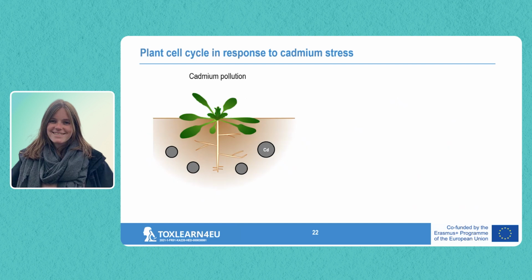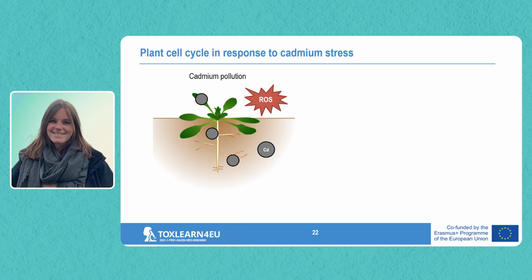So a brief introduction on cadmium. Cadmium is a toxic metal. Unfortunately, many regions around the world are polluted with cadmium. And even though it's not essential for plants, they don't need it for anything because it's toxic, they still take up this cadmium because it looks a lot like other elements that a plant does need, like calcium, for example, or iron.